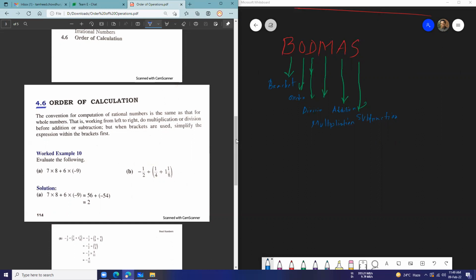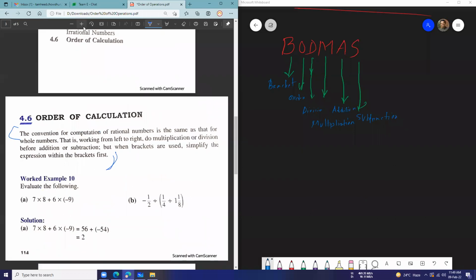Come on, Ruxana, read this. Read this first thing. The convention for computation of rational numbers is the same as that for whole numbers. That is working from left to right. Do multiplication or division before addition or subtraction, or you simplify the expression within brackets first. Good. Thank you very much.